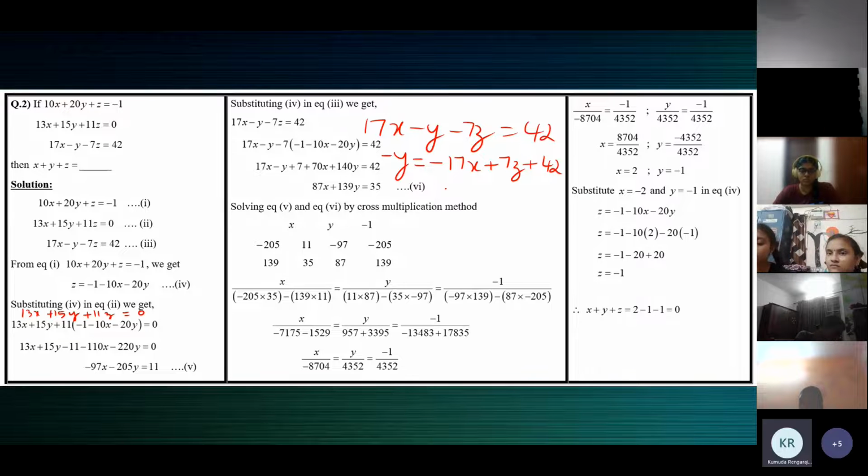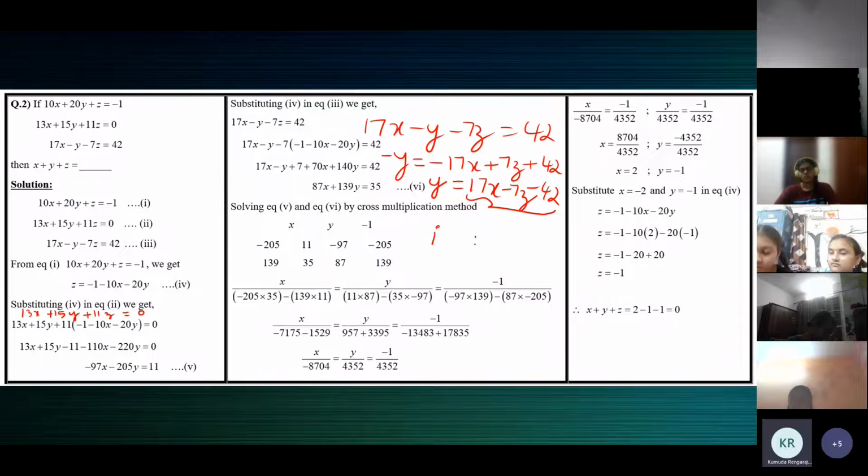So change the signs throughout. Minus y becomes plus y. Minus 17x becomes plus 17x. Plus 7z becomes minus 7z. Plus 42 becomes minus 42. You should use this one. Now this one is got from equation 3.